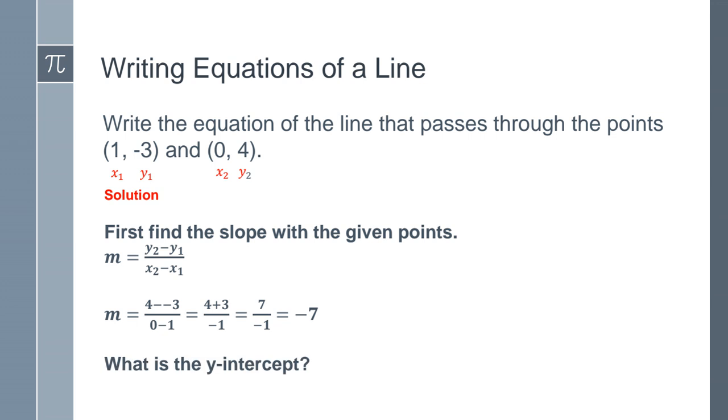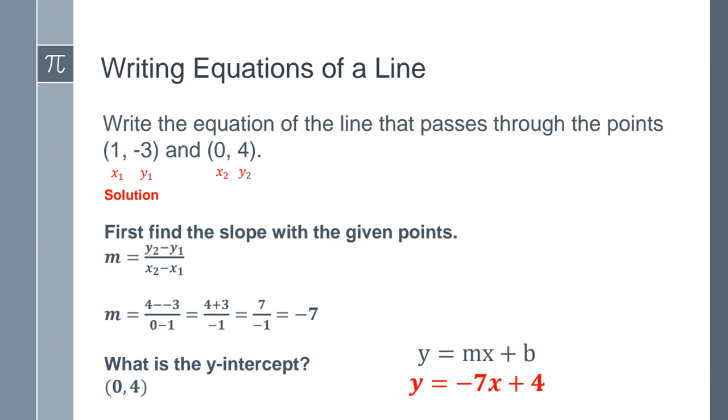So my slope now is negative 7. And the y-intercept, let's look at our points. I see that x is 0 here, so that means this point is my y-intercept. Now we can plug in our information. My slope is negative 7 and my y-intercept is 4. Okay, so that's my solution.